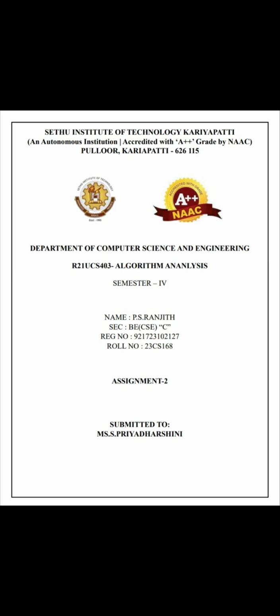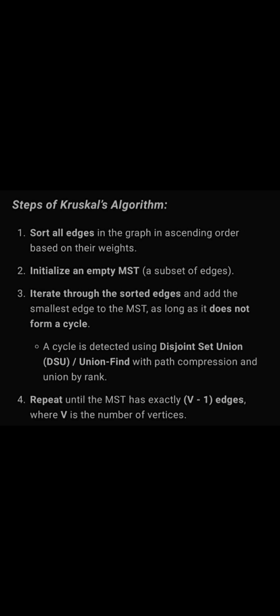We are talking about the topic of Kruskal algorithm in algorithm analysis. Kruskal algorithm is a greedy algorithm used to find the minimum spanning tree of a connected, weighted and undirected graph. The MST is a subset of the edges that connects all vertices with the minimum possible total edge weight without forming a cycle. Kruskal algorithm is mainly used to find the minimum spanning tree with these conditions: connected, weighted and undirected graph. Then we go to the steps of Kruskal algorithm.